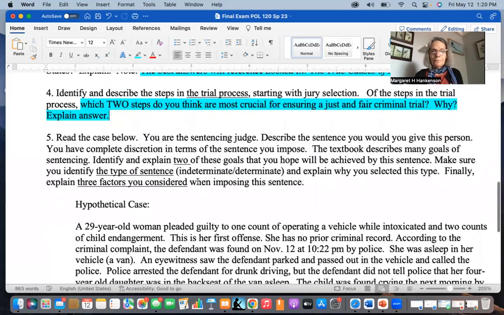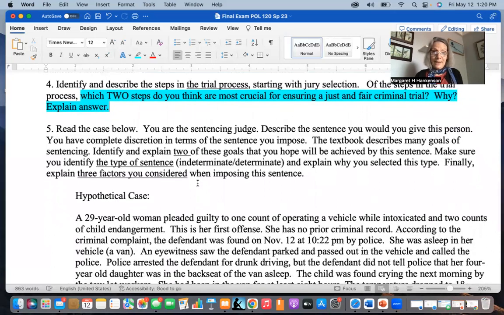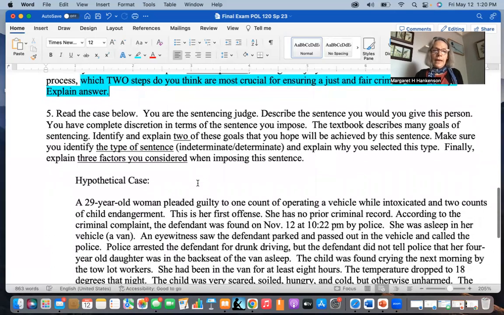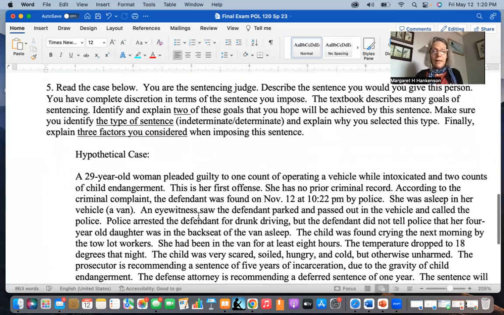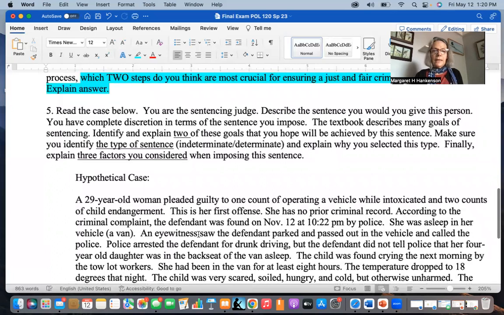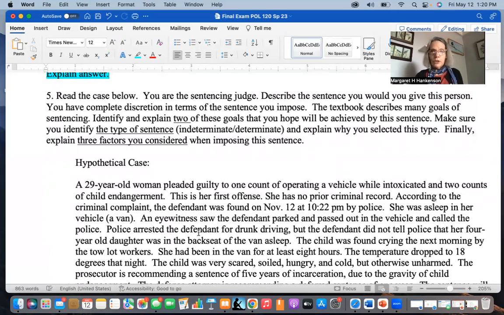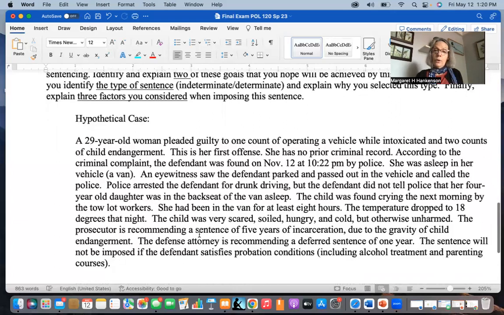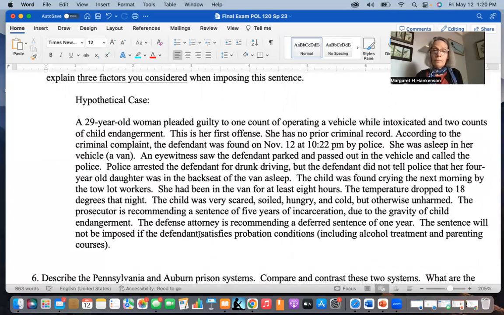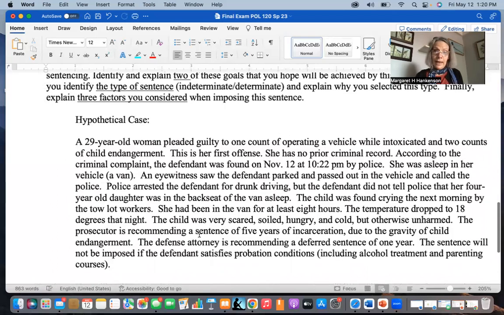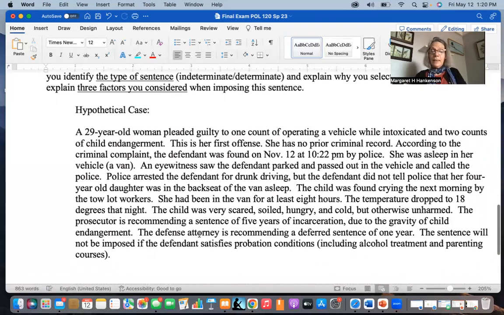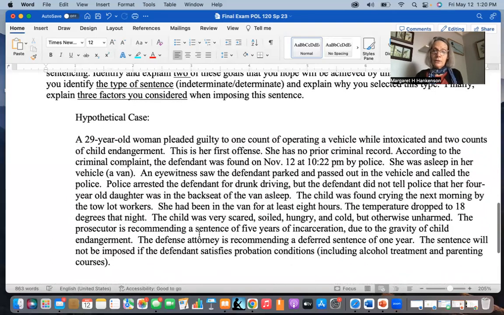All righty. So the next question is the sentencing. This is a hypothetical. We're not going to go through the case, but if you have questions about it, I'll answer them. It's a woman, she's driving while drunk. She doesn't have any criminal record, and she basically passes out on the side of the road. Cops find her and take her into custody, the car is impounded, and a child is found in the back.